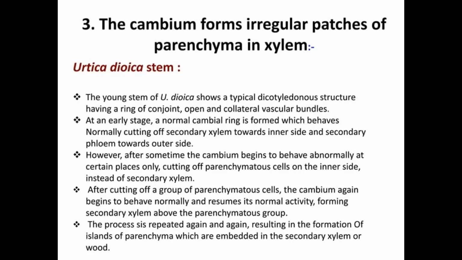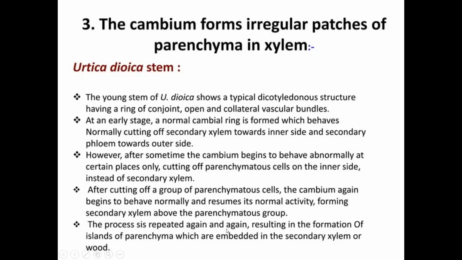So after cutting off a group of parenchymatous cells, the cambium again behaves normally and resumes its normal activity, that is production of secondary xylem above the parenchymatous group. The process is repeated again and again, resulting in the formation of islands of parenchyma which are embedded in the secondary xylem or wood.